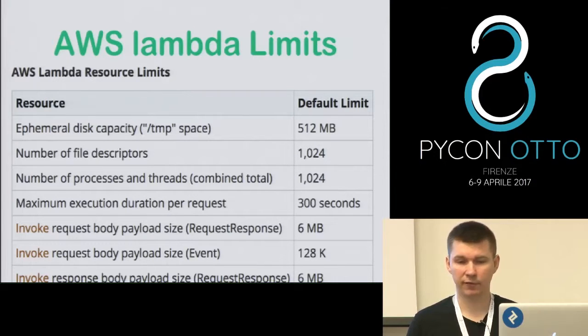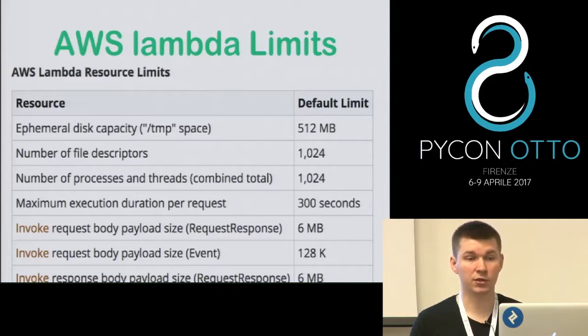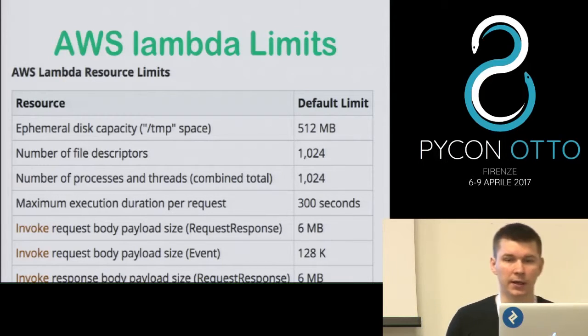As I returned back, the first thing that I found is that we have limits. We have limits everywhere. The limits of Lambda are: you have only half a gigabyte of space, you have only 1,000 open descriptors, execution time is limited to 5 minutes, etc.